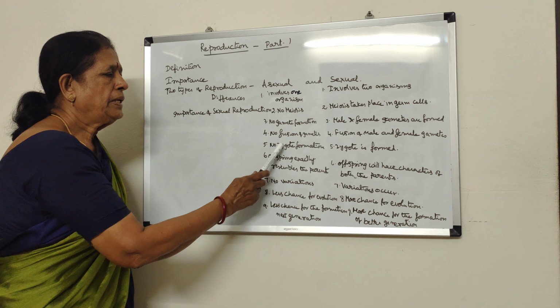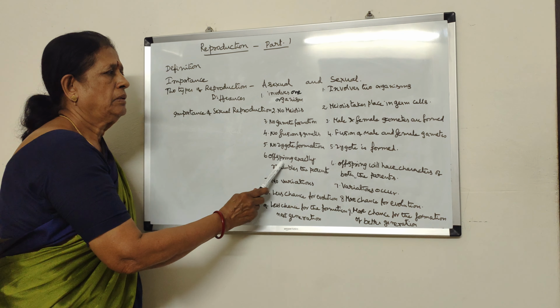In asexual reproduction the offspring exactly resembles the parent. But in sexual reproduction the offspring has some characters of the male parent and some characters of the female parent. And so due to asexual reproduction, there are no variations. But in sexual reproduction, there are variations. What are variations? They are the minor differences that can be found in organisms belonging to the same species. Because in asexual reproduction, the offspring exactly resembles the parent, there are no variations, no change. But in sexual reproduction, variations can be seen.